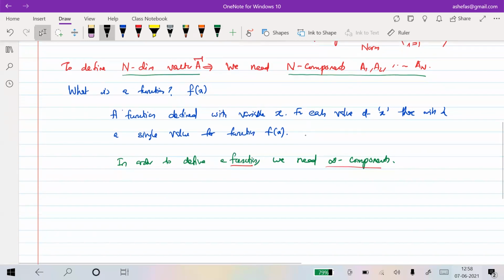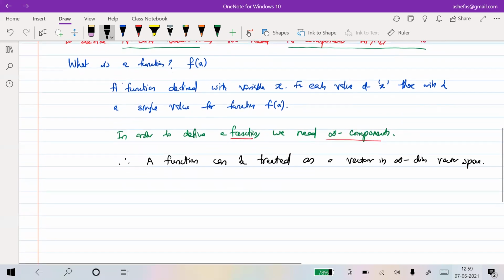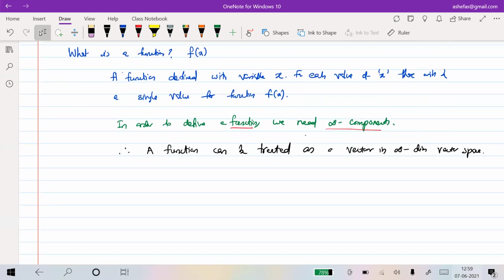So therefore, a function can be treated as a vector in infinite dimensional vector space. Is that good? Yeah, it's good. Okay, then how will you define the norm of a function?